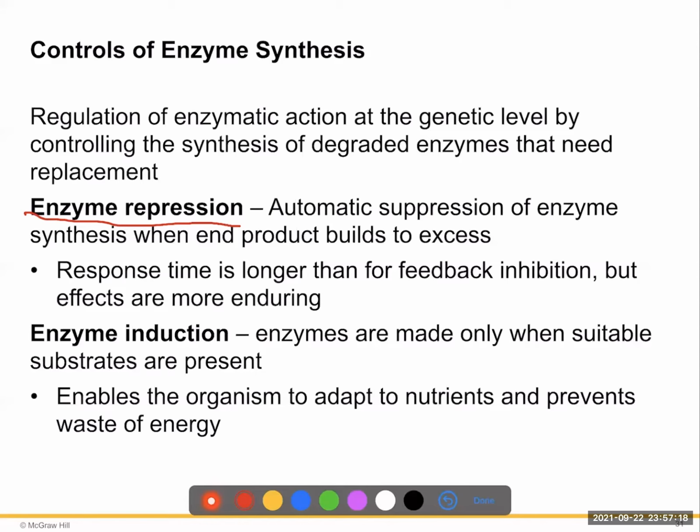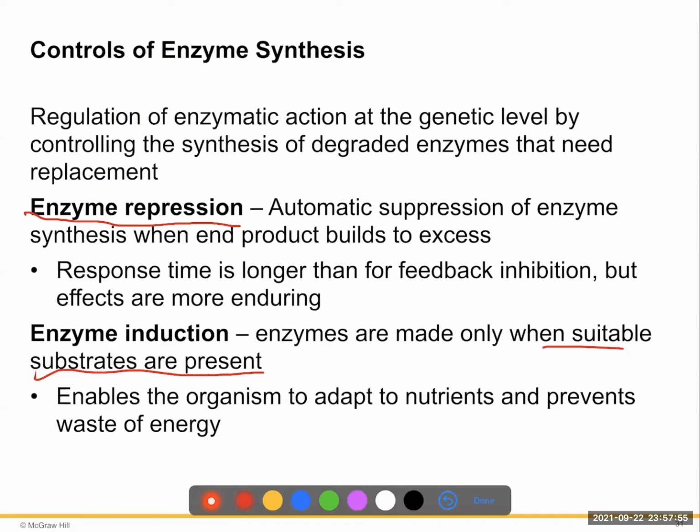Enzyme induction is the exact opposite. Enzymes are made when substrates are present. So when you get a lot of sugar in the blood, you make insulin. It triggers the pancreas to produce insulin, and it forms it. So when the substrate is there, it triggers the gene to produce the required enzyme. So you have enzyme repression, which stops the enzyme being produced, and enzyme induction, which encourages or causes the enzyme to be produced.